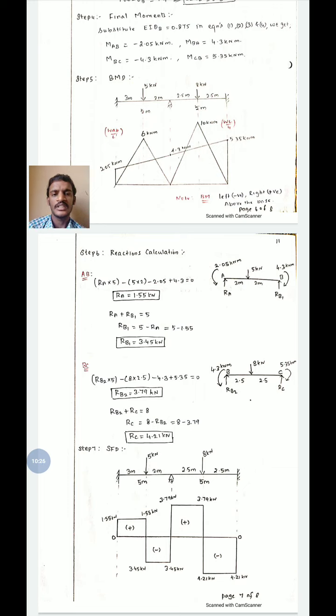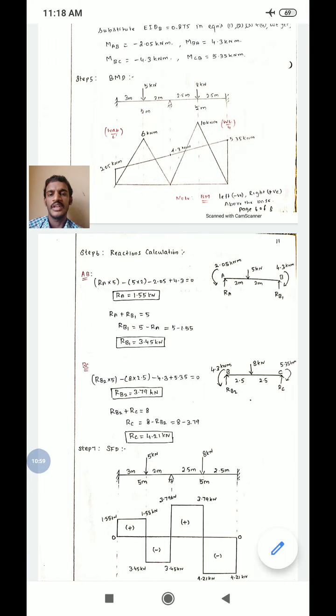Reaction calculation, AB portion, RA and RB1. We have to consider both the end moments also, which were calculated in step 4. At the A end, MAB is available, and at the B end, MBA is available, as minus 2.05 and plus 4.3 kilonewton meter. A negative value is considered as anti-clockwise direction and a positive value is considered as clockwise direction. Now we will see the reaction values.